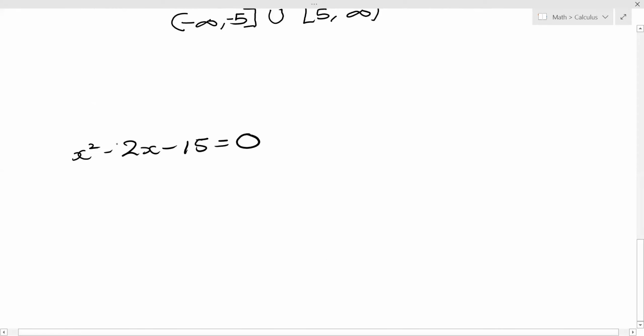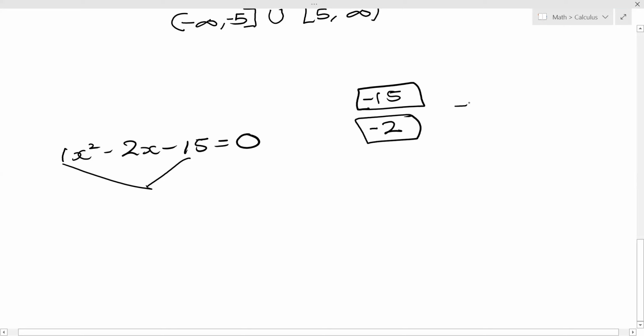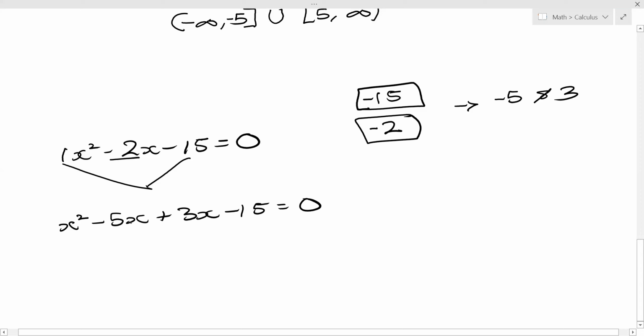Now the coefficient of x squared is 1. 1 times -15 is -15. So think of two numbers that if you multiply them together, you get -15, and if you add them together, you get -2. And the numbers I can think of are -5 and 3. You multiply them together, you get -15. If you add them together, you get -2. So I can do x squared minus 5x plus 3x minus 15 is equal to 0.